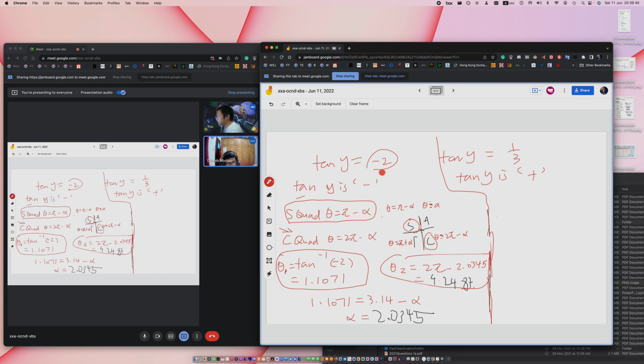Okay, for this negative 2. So now let's do the positive. So for the positive 1/3, you do the same thing. Tangent y is positive. I have already written it on top here. So therefore tangent y is positive. Which two regions? The A region and the T region. So write down the formula: theta equals to basic angle alpha, then theta is equal to pi plus alpha. So can you use your calculator to help me out? Tangent inverse 1/3. What do you get? That's your first theta, which is your y in this case.